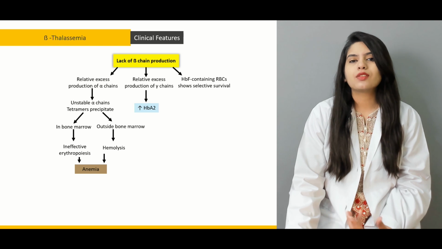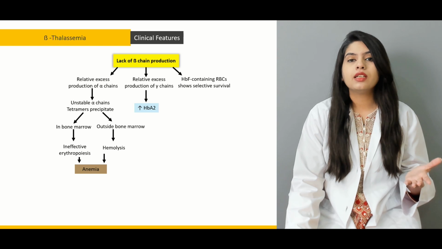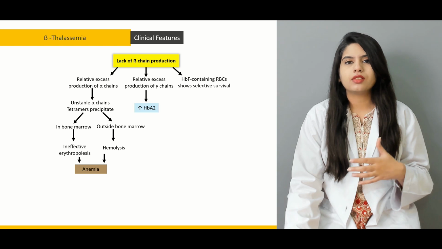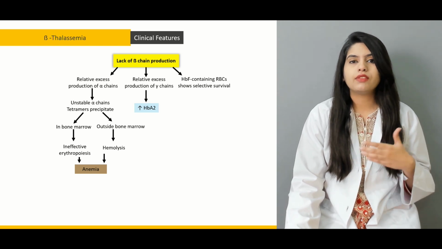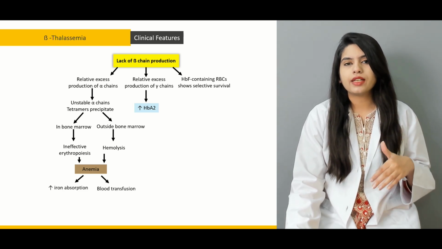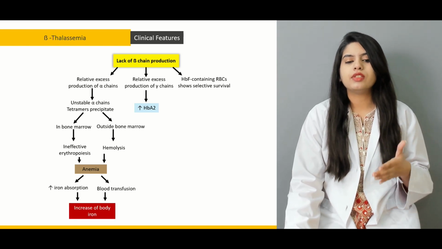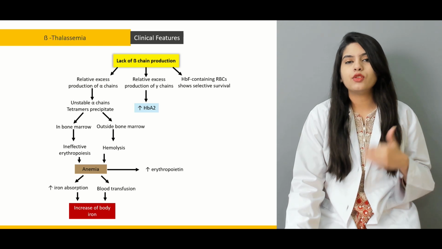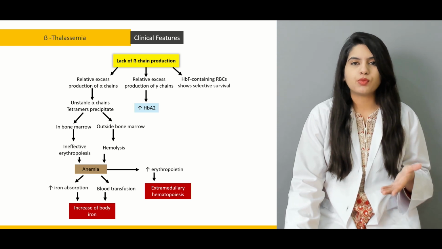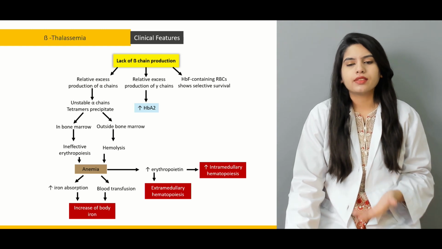And what will be the consequences of the anemia? If we talk about the treatment, the way we treat it from the exogenous source is increased intake or absorption of iron, or blood transfusion, that will lead to an increase of body iron. Endogenously, there will be increased erythropoietin that will lead to extramedullary hematopoiesis or increased intramedullary hematopoiesis.